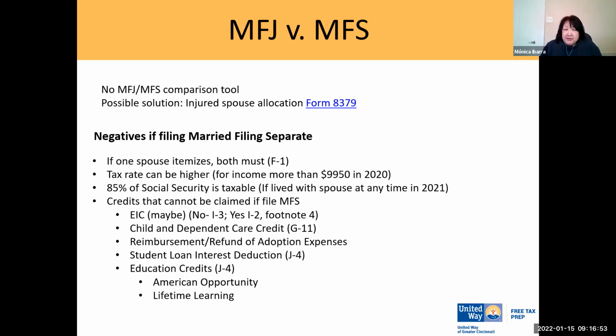So the injured spouse allocation just allocates the income and the credits and the withholding to my spouse so that part of the refund will be returned. My part will go to pay the debt that I owe, but the other part will go to my spouse. So that is a solution. And the reason that we want to talk to the taxpayers about that is because there are a lot of negatives if you file married filing separate.